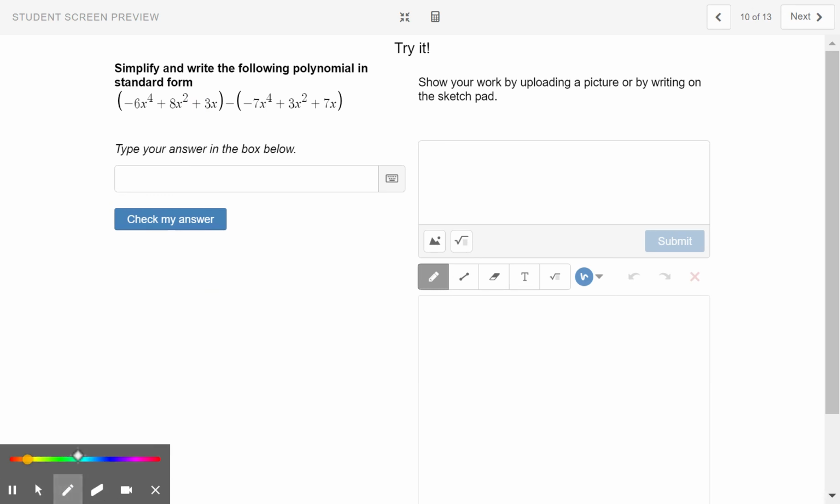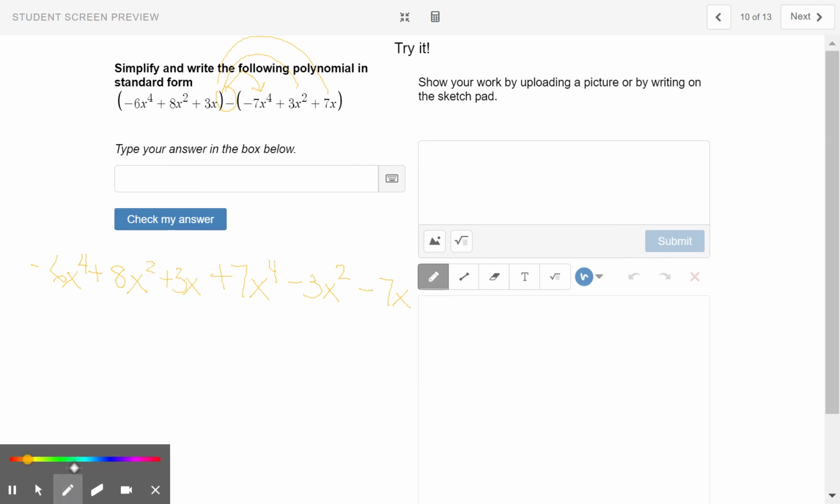Now for this one, we want to be careful. We have this negative sign, so we have to distribute. A negative and negative become a positive 7x to the 4th. Negative times a positive is a negative 3x squared. And then a negative times a positive is also a negative 7x. Now there was nothing to distribute for the first parenthesis. So I'm just going to rewrite it.